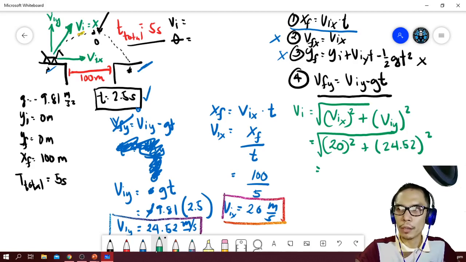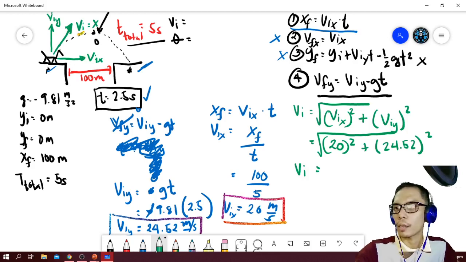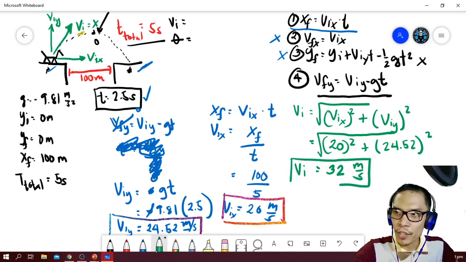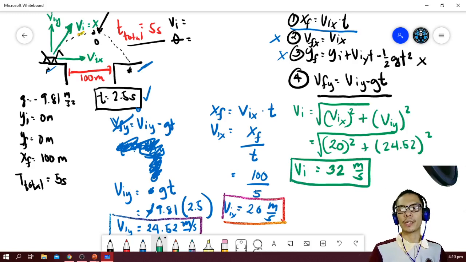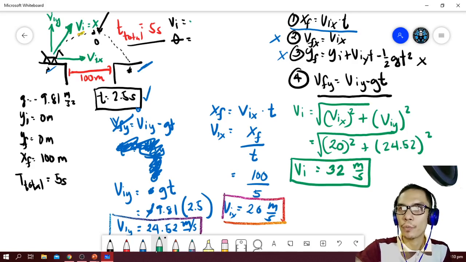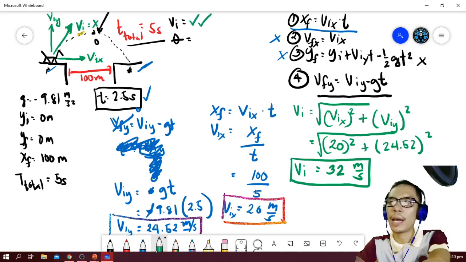With that, just do the proper math. Square it, then add, then take the square root of that. So the v sub i that we are looking for has the value of 32 meters per second. So that is our v sub i, and we are done with this one.